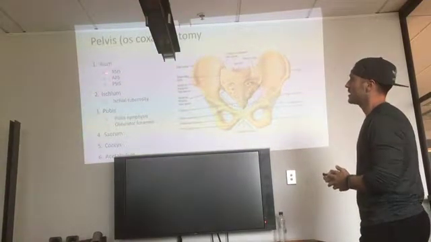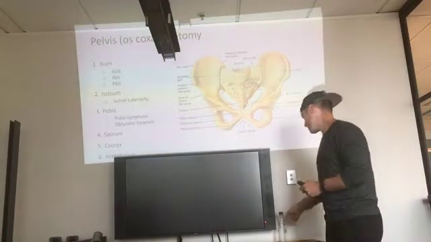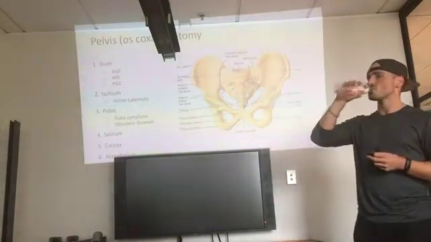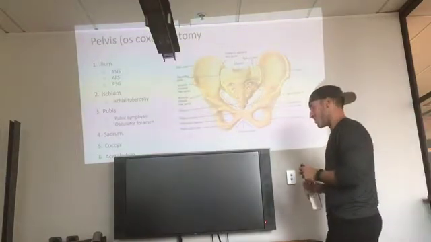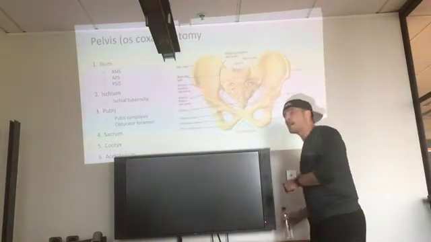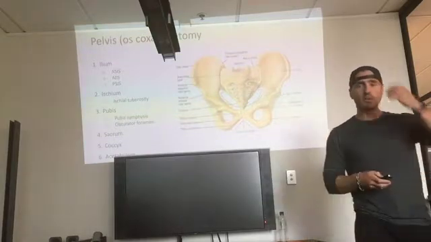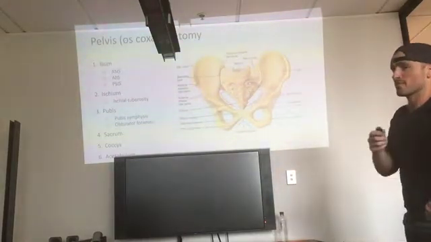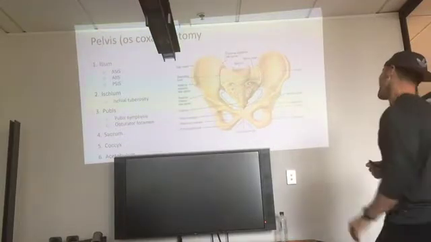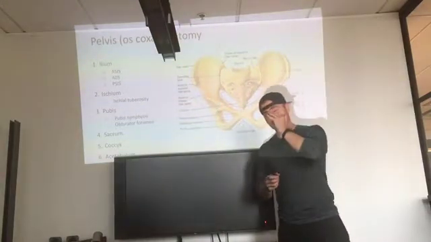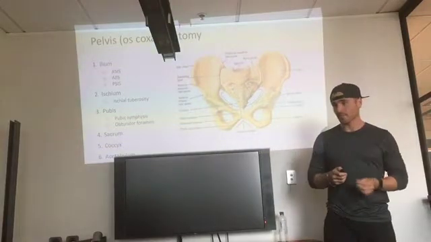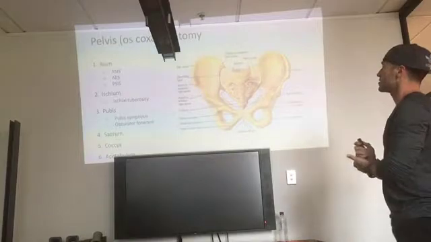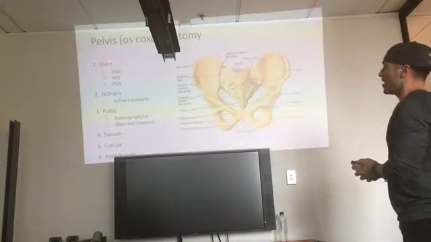Right, ASIS. Why do you want to know that? It's a point of reference for any type of... Yeah, great point, but that's not what I'm talking about right now. What muscle attaches there? Yes, sartorius. Sartorius attaches there. Where does the rectus femoris attach? AIIS. Yeah.